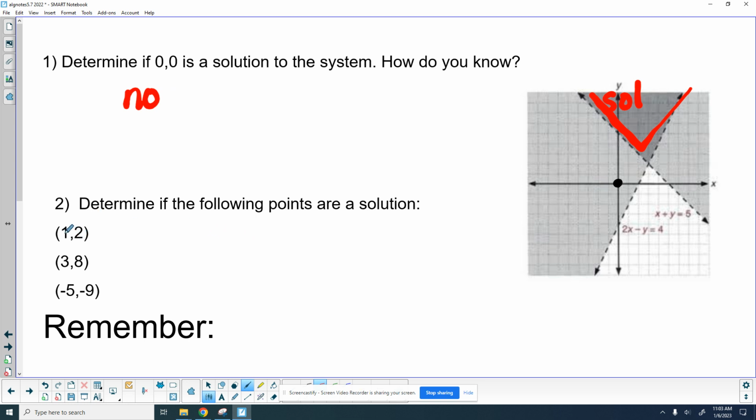And then if I do these, so right 1, up 2, that's a no. (3, 8) is right 3 and up 8, so that's definitely a yes. That's in my dark shading up here. And then (-5, -9), 1, 2, 3, 4, 5, and all the way down to -9, that's also a no. So anything in this shading up here is part of the solution. And since these lines are dashed, it's not on the lines, but anything inside these two lines.